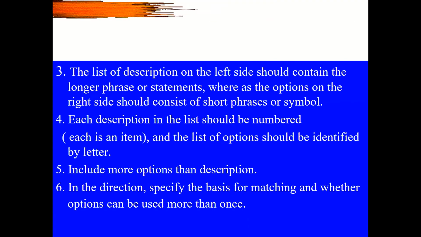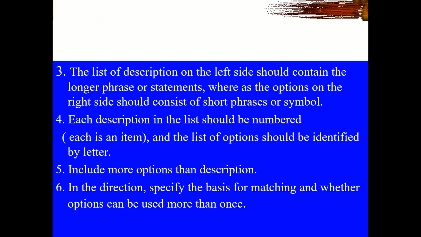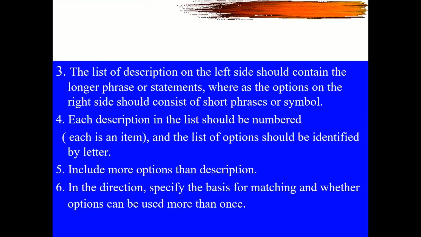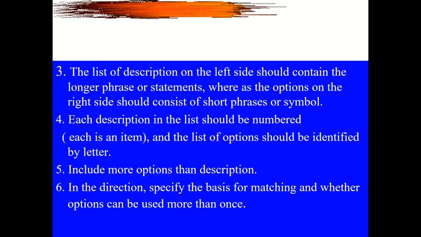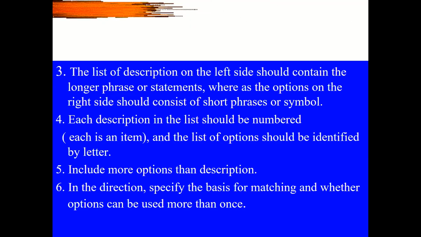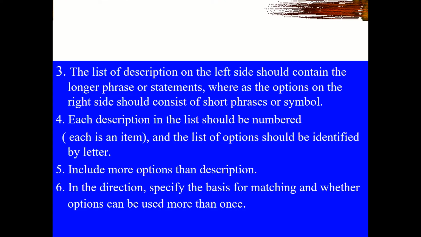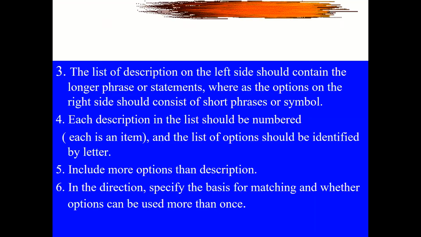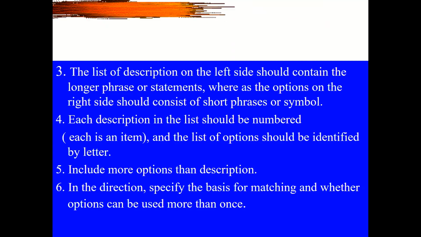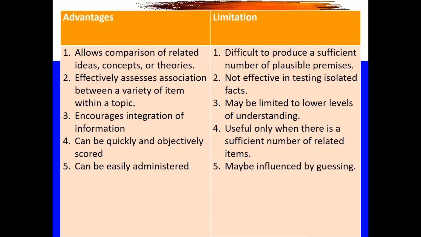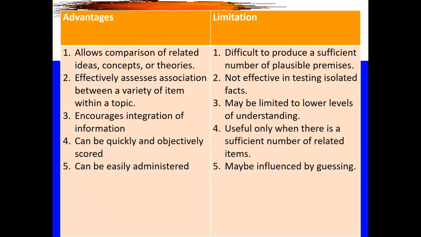Okay, longer statements or phrases should be placed at the left side in column A. Then the shorter ones will be in column B. The descriptions, the premises, should be numbered, while the options should be identified by letters. There should be more options, and always specify the basis of matching in your direction. So I'll just leave this one for you to read.